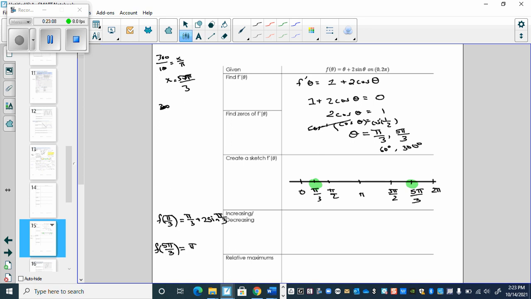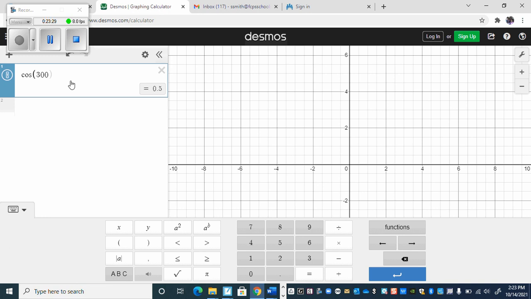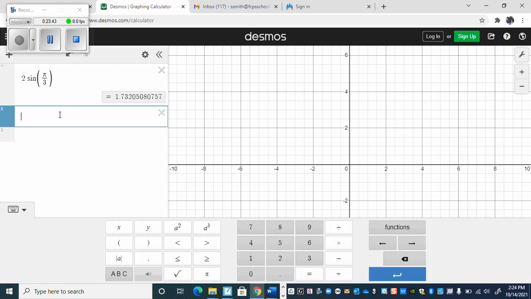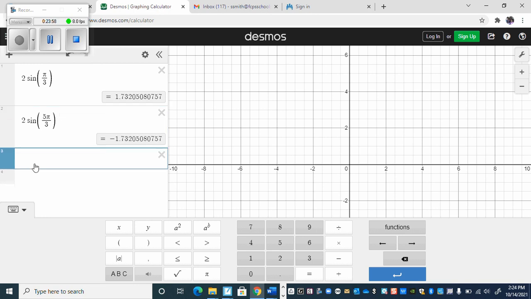I have pi over 3, 5 pi over 3 plus 2 sine 5 pi over 3. Okay, so this equals and this equals. All right, so I'm just going to put this in. I have 2 sine pi over 3, and I'm going to put that in radians real quick. All right, and I have 2 sine 5 pi over 3. All right, and let's see what that is.